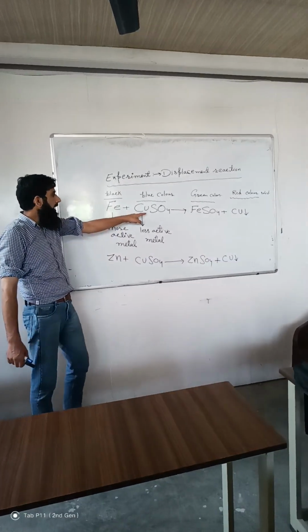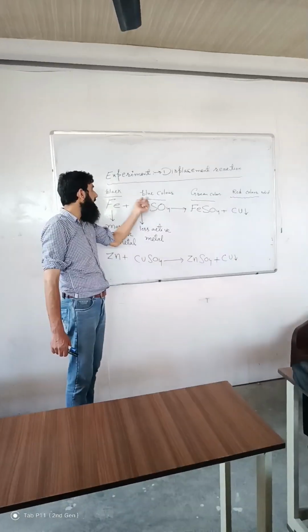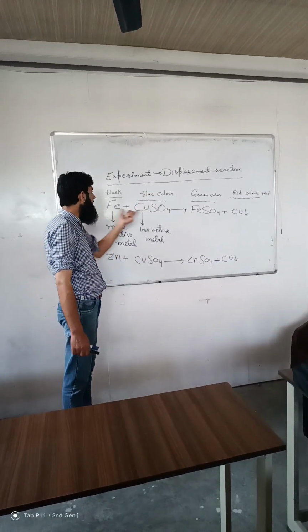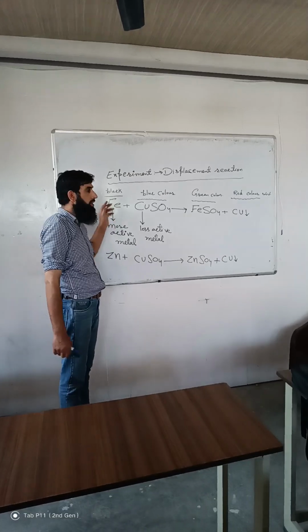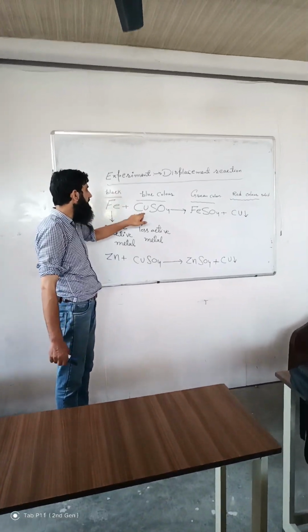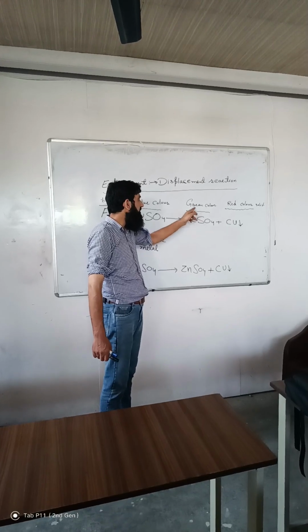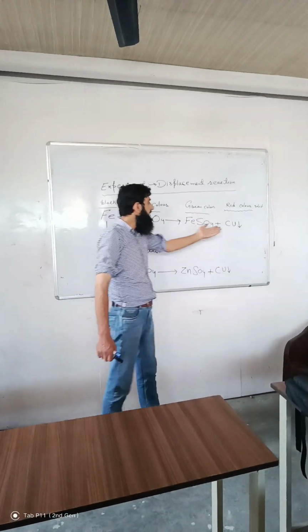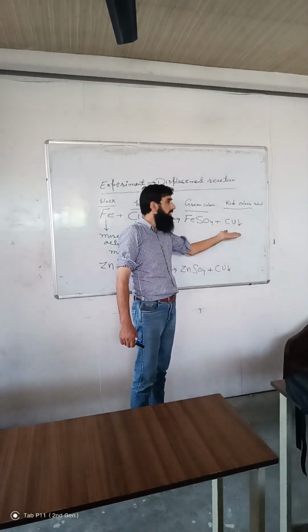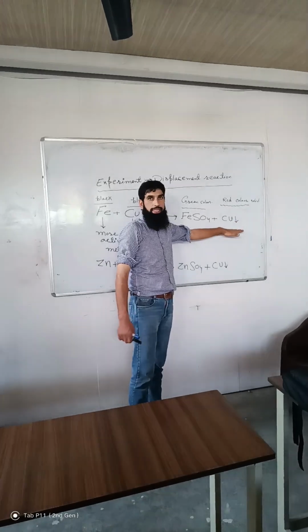As I will demonstrate to you in a little while, the iron element is black in color, and we will make a solution of copper sulphate. It is blue in color. When we react the two reactants, what will happen? The iron will displace the copper from the sulphate, and it will form the iron sulphate, and a green colored solution is formed. And the red colored solid settles down. That is our copper metal.